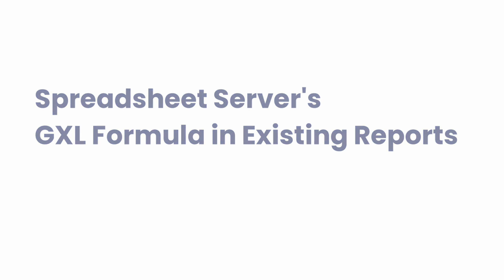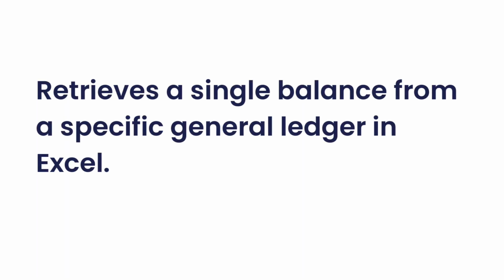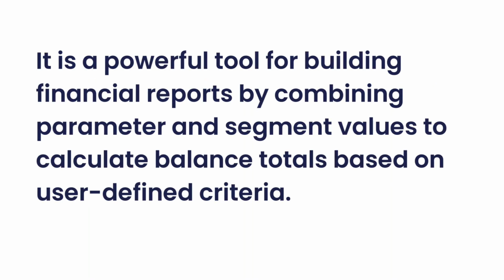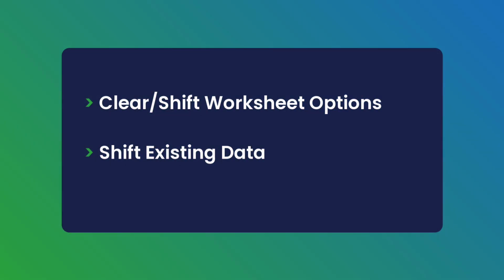In Spreadsheet Server, a GXL formula retrieves a single balance from a specific general ledger in Excel. It is a powerful tool for building financial reports by combining parameter and segment values to calculate balance totals based on user-defined criteria. In this video, we'll explore the Clear Shift Worksheet option within the Formula Builder GXL panel. This option determines how a new GXL formula is inserted into a worksheet that already contains data and what impact it has on the existing content.